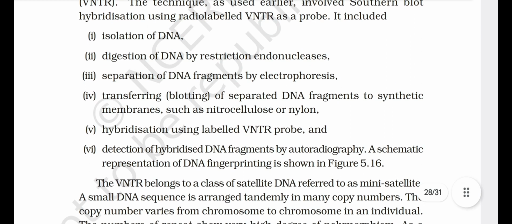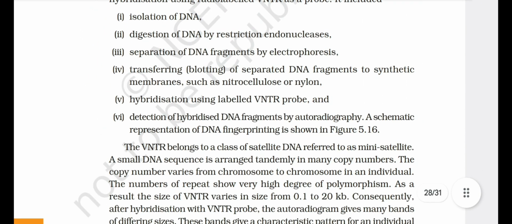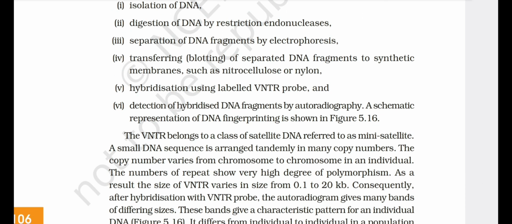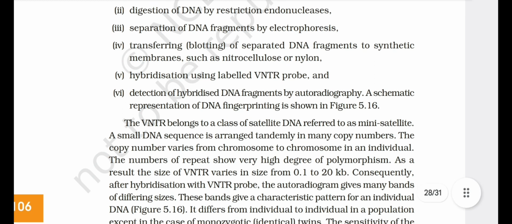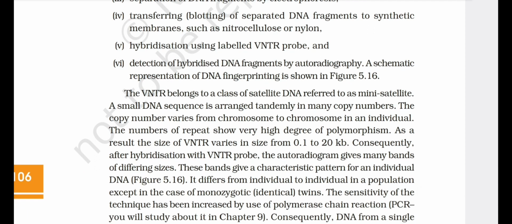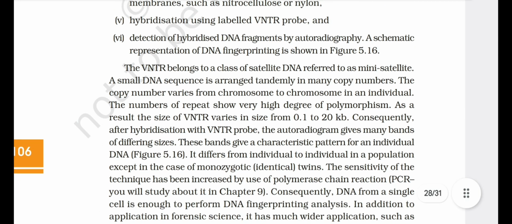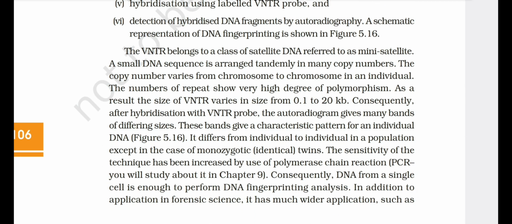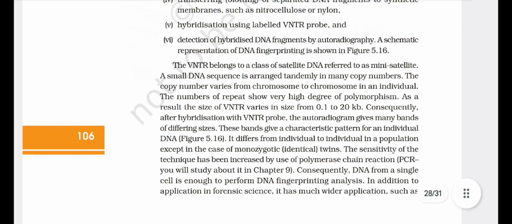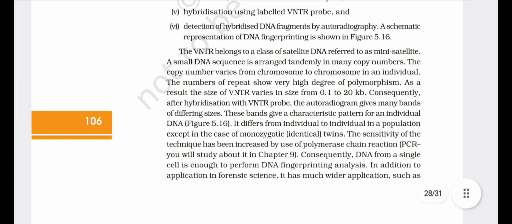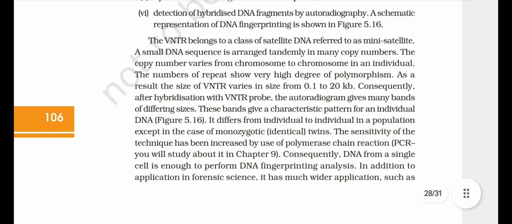The technique as used earlier involved Southern blot and hybridization using radiolabeled VNTR as a probe. It includes isolation of DNA, then digestion of DNA by restriction endonuclease, then separation of DNA fragments by electrophoresis, then transferring these DNA fragments to a synthetic membrane such as nitrocellulose membrane, then hybridization using labeled VNTR probe. Then detection of hybridized DNA fragments by autoradiography. A schematic diagram is there in figure 5.16, which is the schematic representation of DNA fingerprinting.